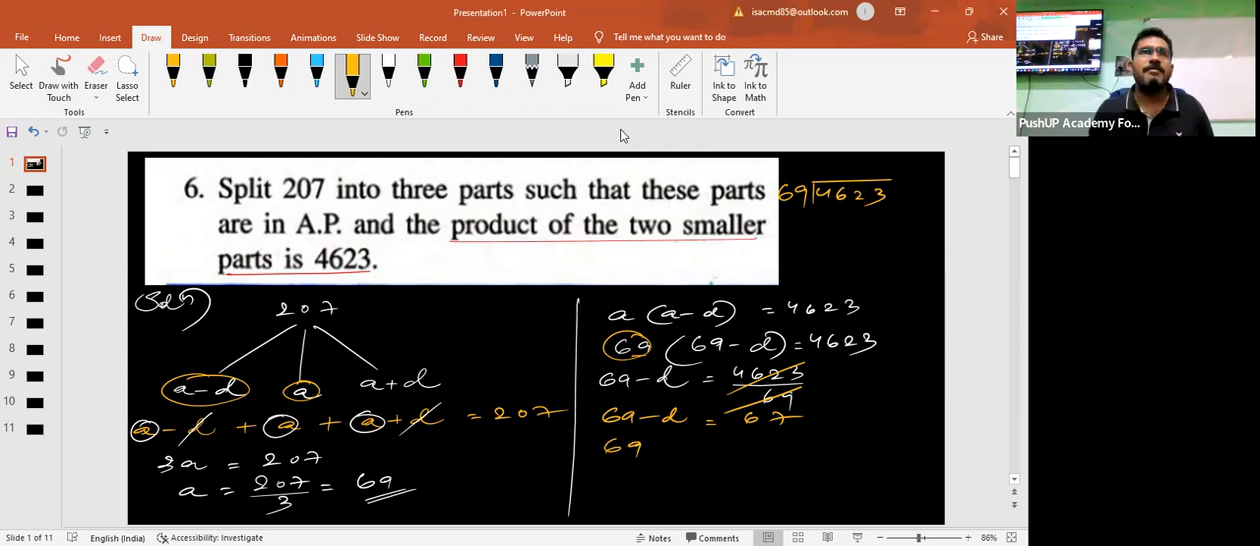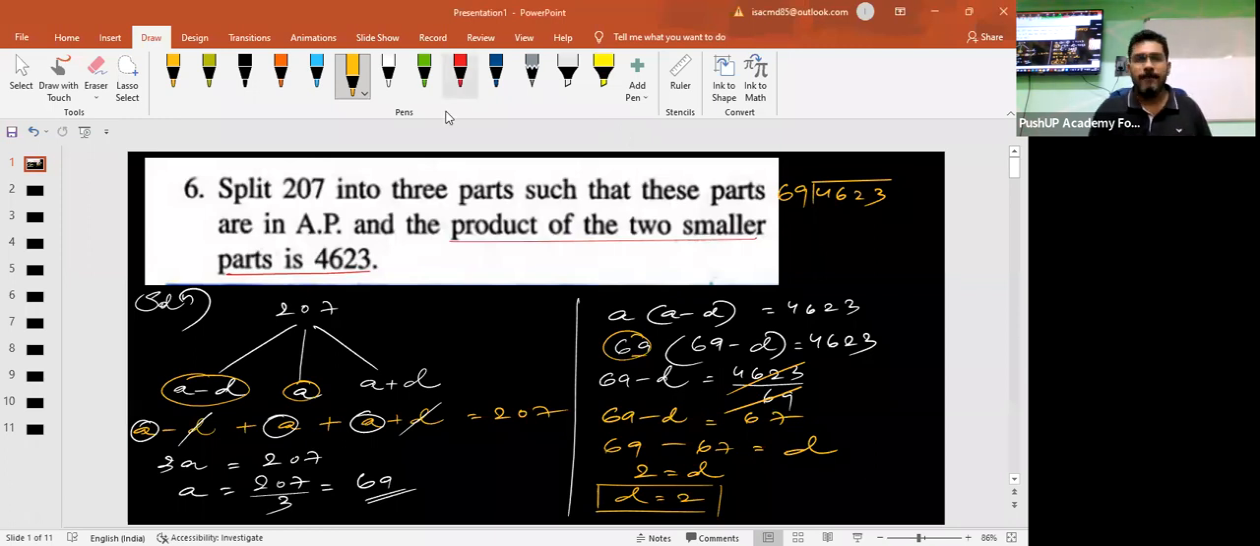Now let's bring 67 to the left and minus D to the right. So 69 minus 67 is equal to positive D. 2 is equal to D, or D is equal to 2.